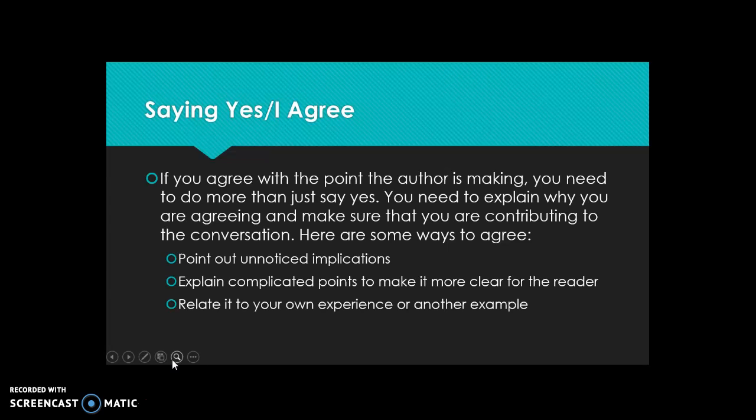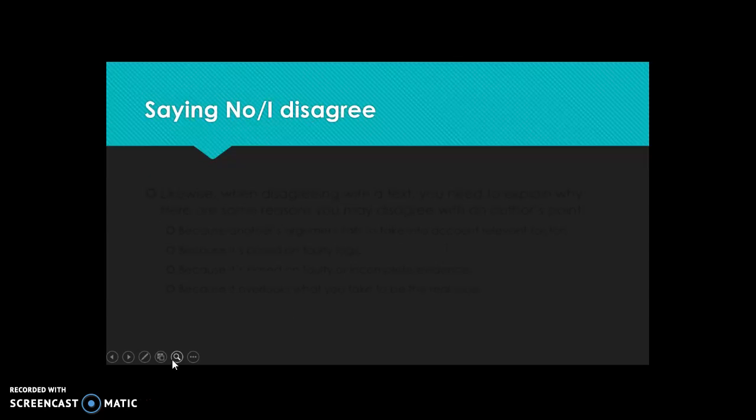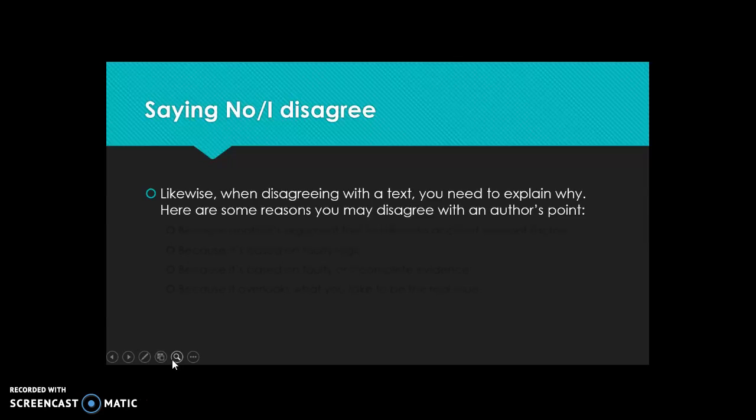And finally, you can relate it to your own experience or another example. It's perfectly acceptable for this critical analysis essay to use I and to use first person. I'm expecting you to do that, and that's kind of the whole goal of this particular assignment. If you're saying no or I disagree, you still need to explain why you disagree.